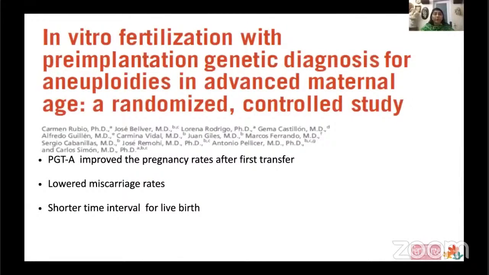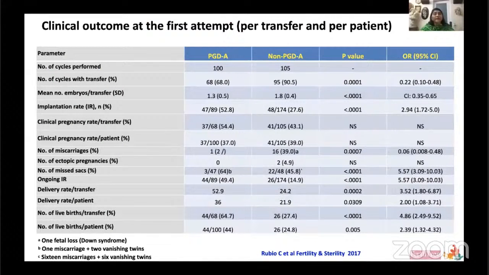This paper by Rubio showed that PGT improved pregnancy rates, lowered miscarriage rates, and decreased the time to live birth. This is a very important paper. Please read it if you can. And look at this. What they showed is the implantation rates were higher, 52% as compared to the non-PGT group where it was 27%. But look at the more important column, the live birth rate. You will see that there is a distinct difference: it was 64% in the PGTA group, and in the non-PGTA group, it was 27%.